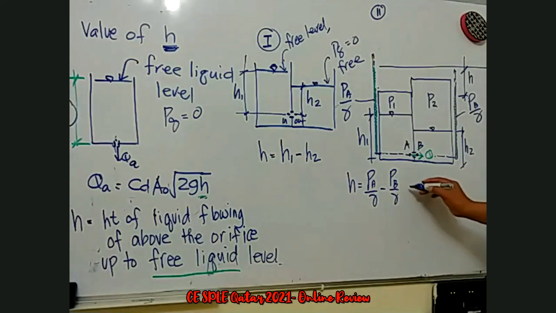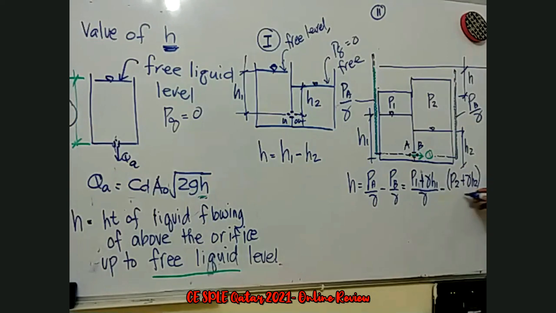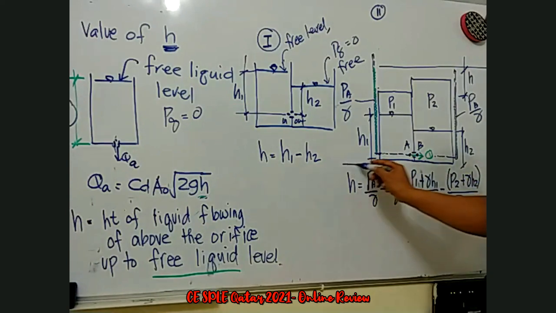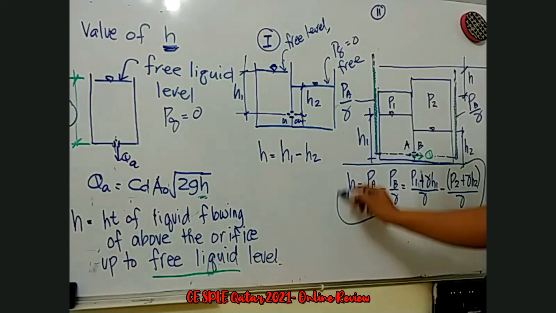Okay? And what is that PA? This is P1 plus gamma H1 over gamma, pressure, okay. Minus, yung PB dito? Ang PB is P2 plus gamma H2 over gamma. Ito yung pinaka-H na ipasok mo dun sa equation.